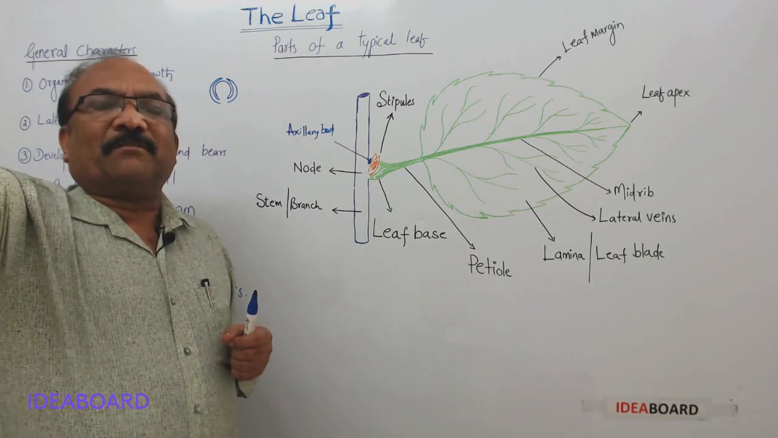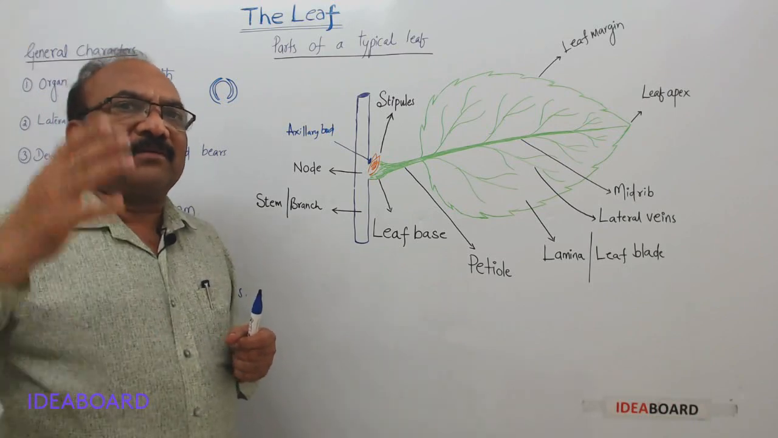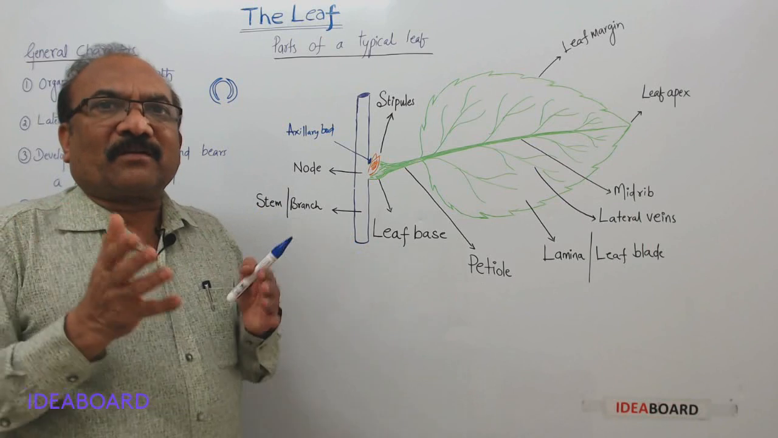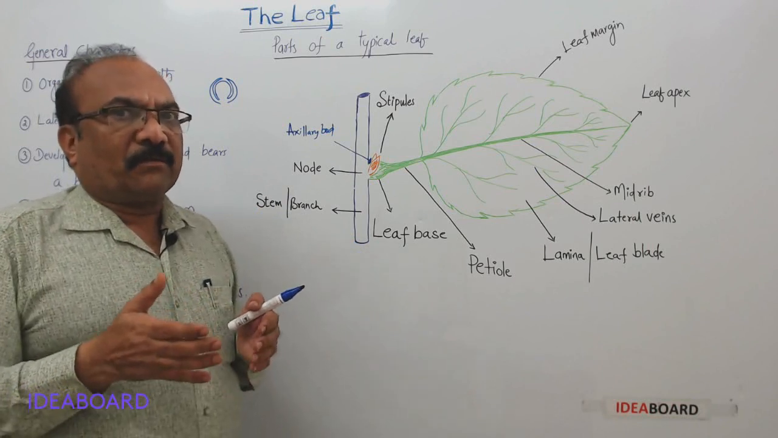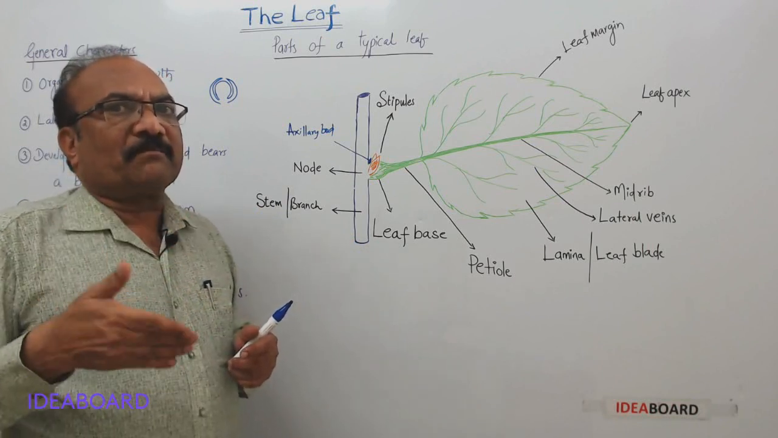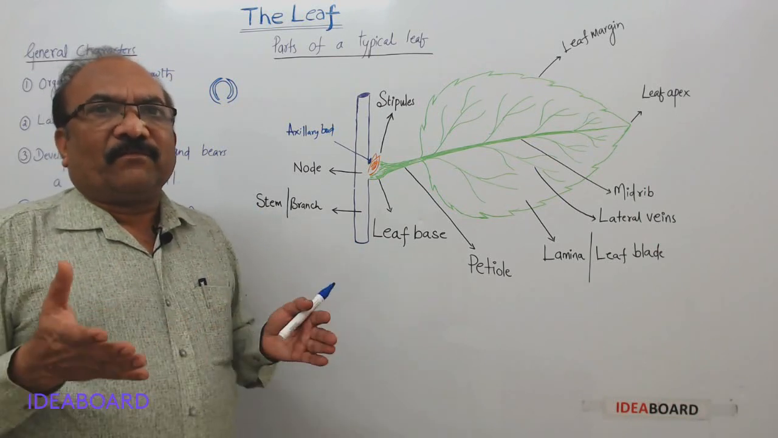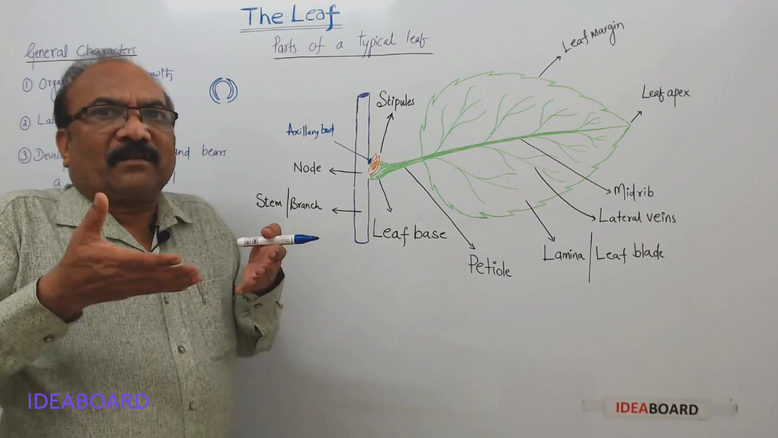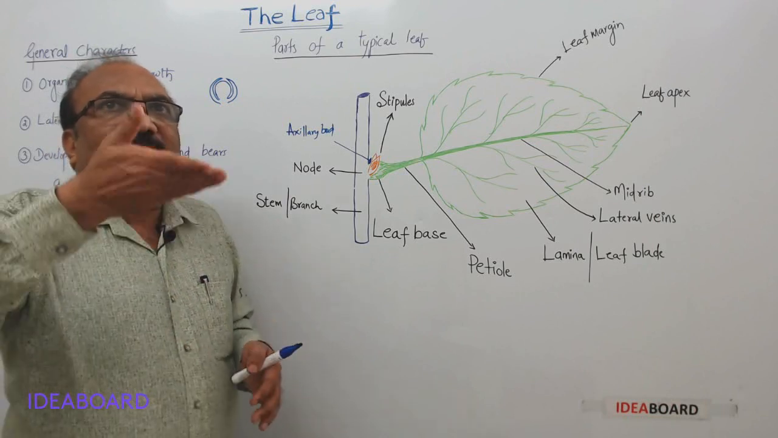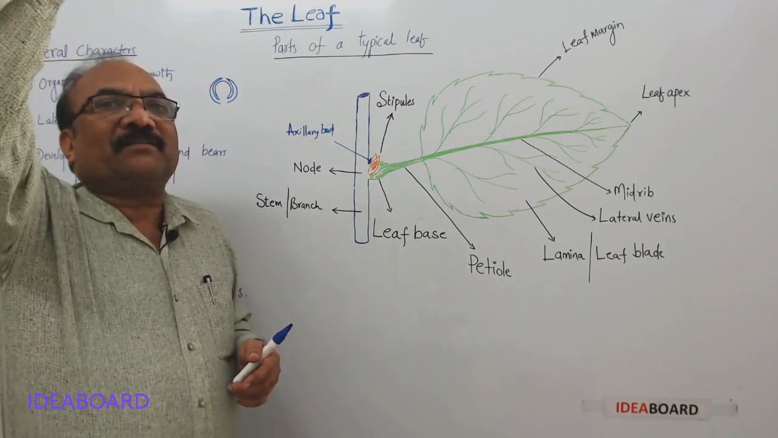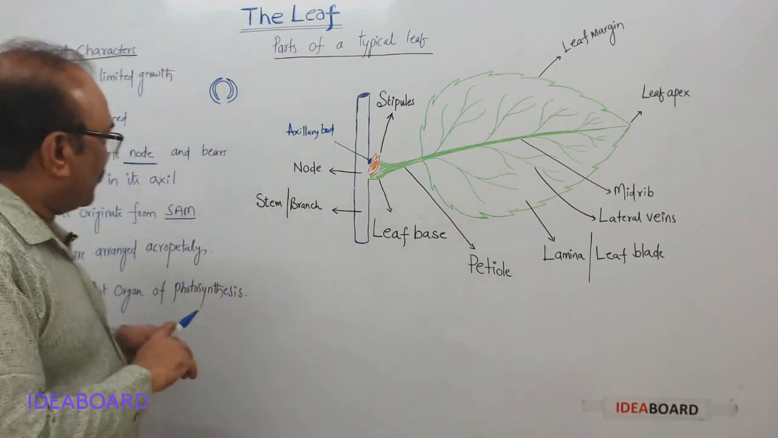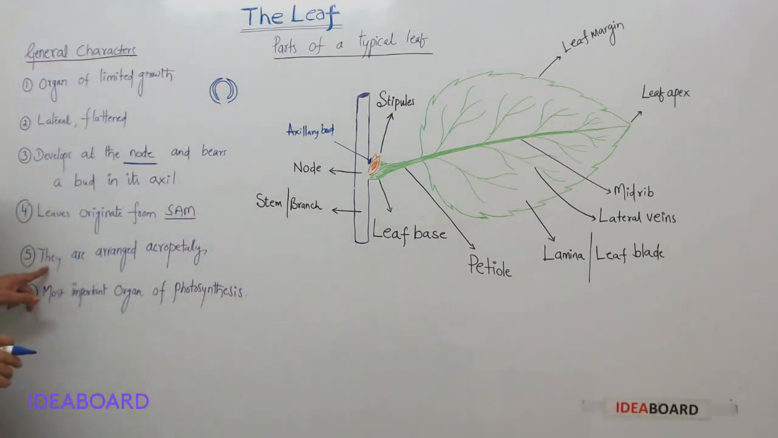Terminal bud of the branch. While it is growing, it is producing what? Leaves. And you remember that continuously it produces leaves as the branch or the stem is growing. That's why, remember, the older ones will move downwards, whereas the younger ones will be at the apex. And that's the fifth character.